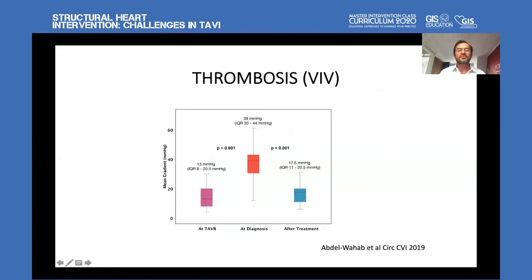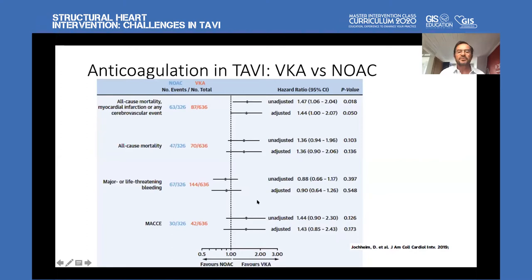Thrombosis of the valve, especially valve-in-valve, but it also occurs with native TAVI. It is something which is shown with an increase in the gradient. And Adel Wahab presented this nice study showing that after treatment, in fact, you decrease the valve-in-valve thrombosis. On anticoagulant comparison between VKA and NOAC, you can see that there is a clear advantage of VKA. And what we do in our institution is we do not stop VKA as long as the INR is around 2 to 2.5, because it will reduce the stroke, and we can adjust during the procedure.